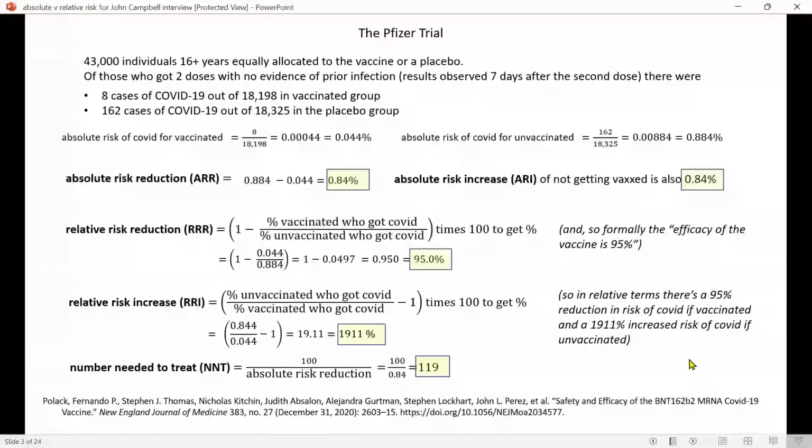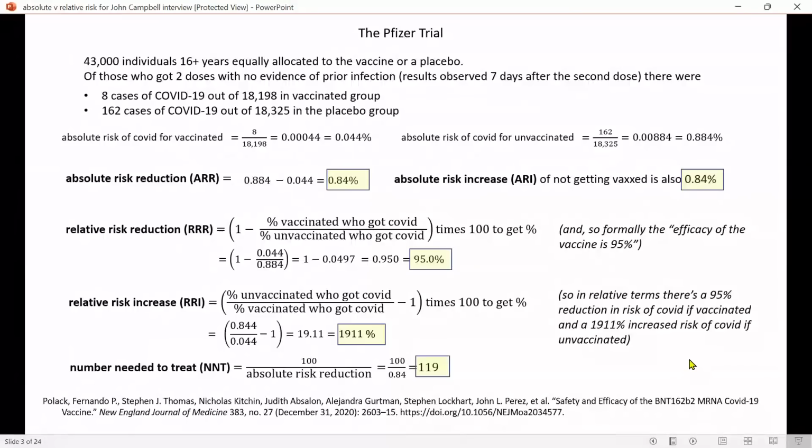Basically, those figures that you've given that are in that paper are based on the Pfizer randomized controlled trial, and that had 43,000 individuals who were aged at least 16. About 21,500 were given the vaccine and an equal number given the placebo. Of those who got 2 doses without any evidence of prior infection, they observed the results 7 days after the second dose.